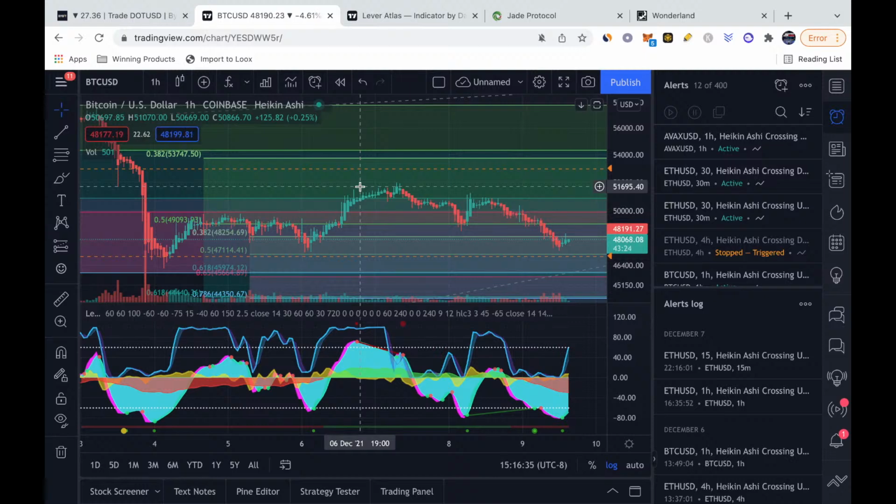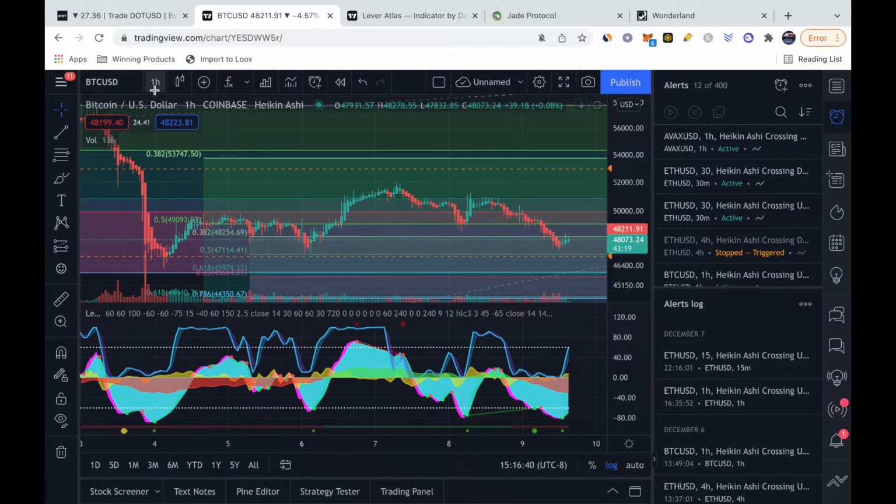Okay, I think we're ready. Let's dive in. Let's take a look at Bitcoin. So we got the Bitcoin chart here. We have the 1 hour time frame. That means each of these candles represents 1 hour of price action.